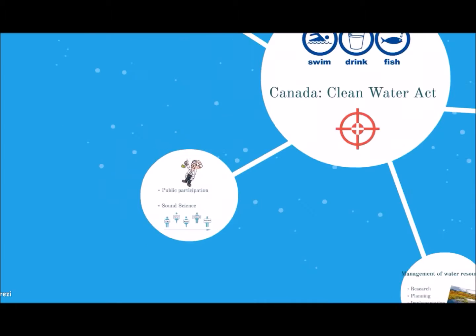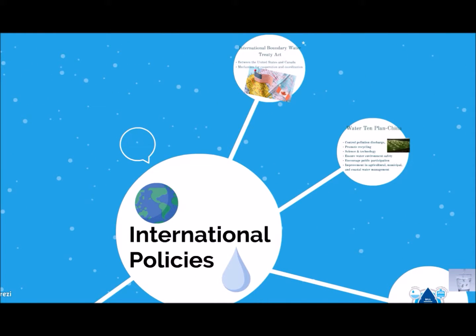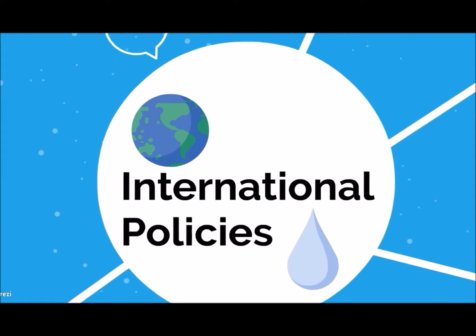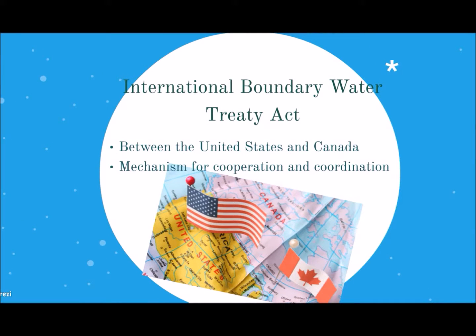Now, let's look at how countries work together to solve transboundary water issues. The International Boundary Waters Treaty Act is the treaty between the United States and Canada providing mechanisms for resolving any dispute over any waters bordering the two countries. Cooperation and coordination from both countries is expected to manage shared waterways and to investigate environmental issues of mutual interest along the border.